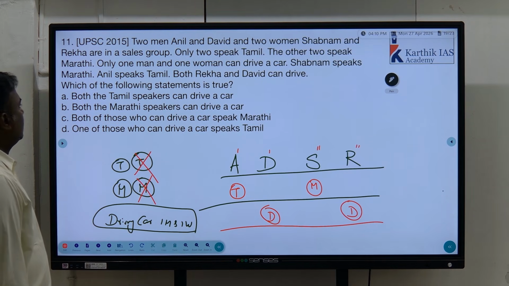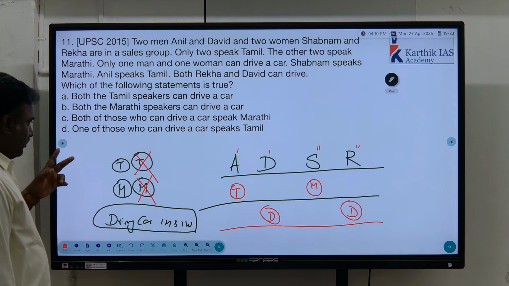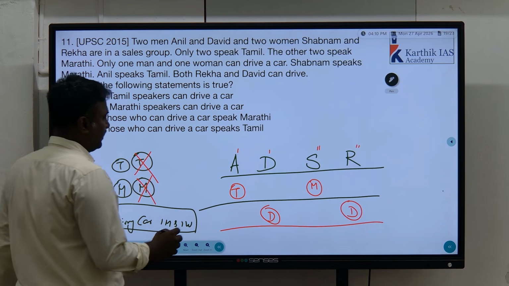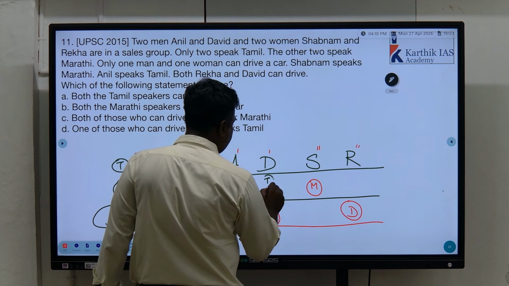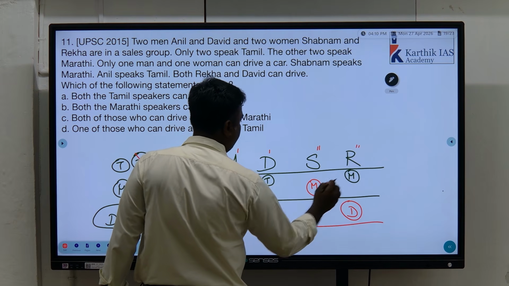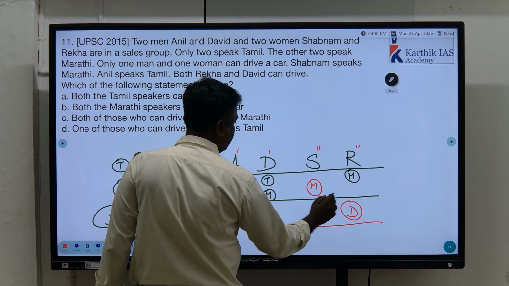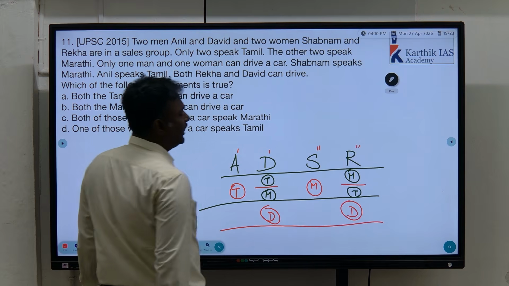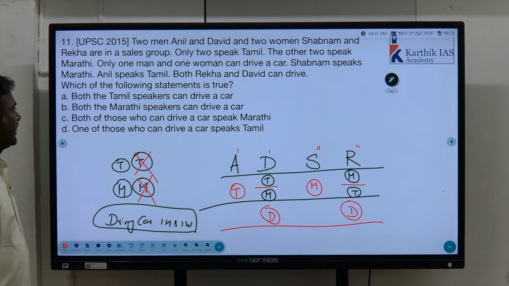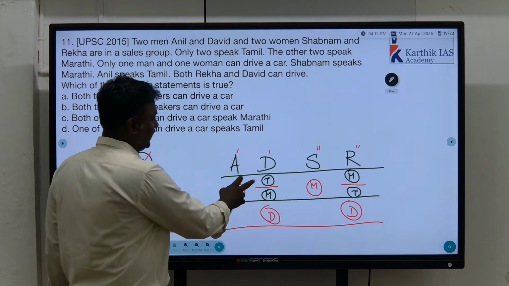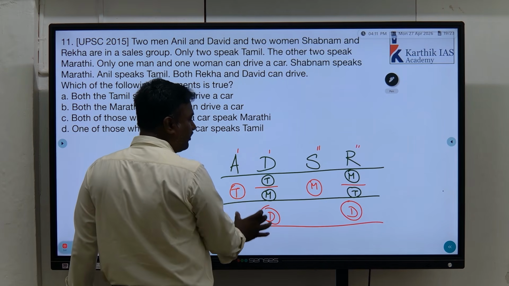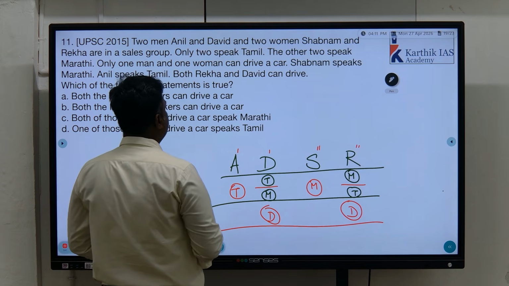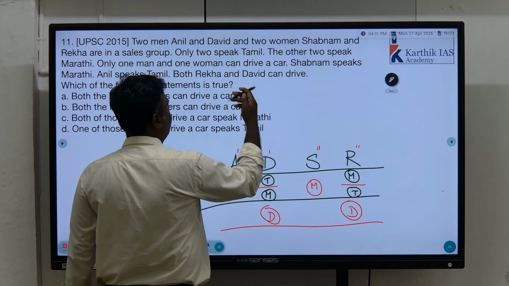So now, see, 1 Tamil and 1 Marathi has to be there, right? So there are 2 cases possible. D may be a Tamil speaker, or he may be a Marathi speaker. That is the possibility we have. Now both the Tamil speakers can drive a car. Say, for example, if these 2 are Tamil speakers, are they both driving? No, only one is driving. Or you take this scenario, then also only one person is driving. So this possibility is not possible.